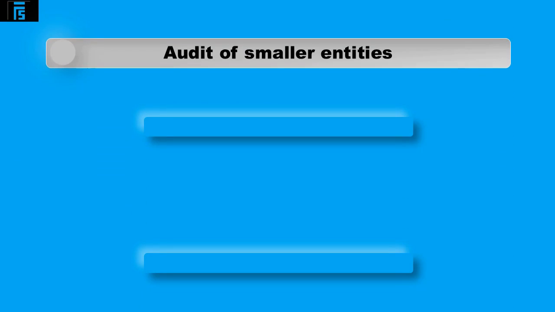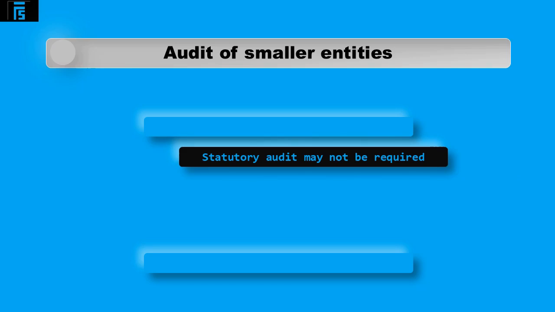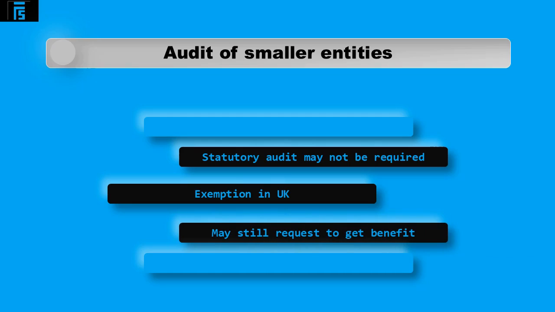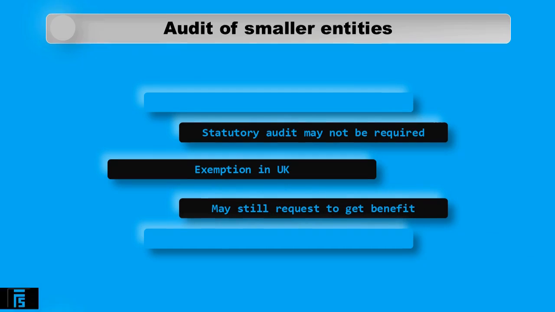We are going to start by looking at the audit of a smaller entity. This entity may not even require a statutory audit in some countries. Smaller entities are given an exemption from audit in the UK, for example, but they may still request an audit if they feel it benefits them.